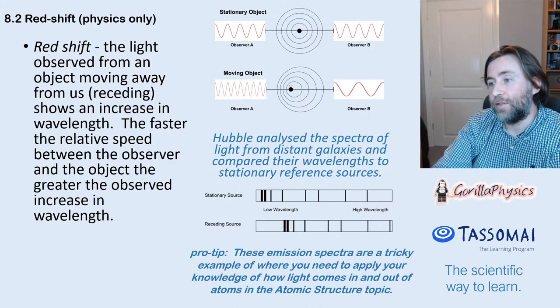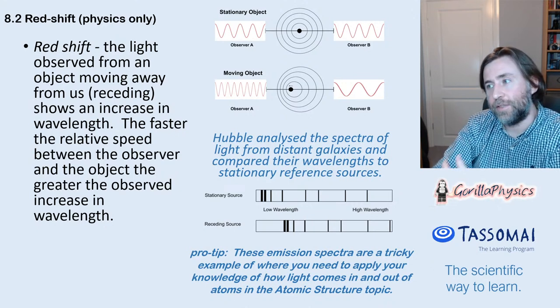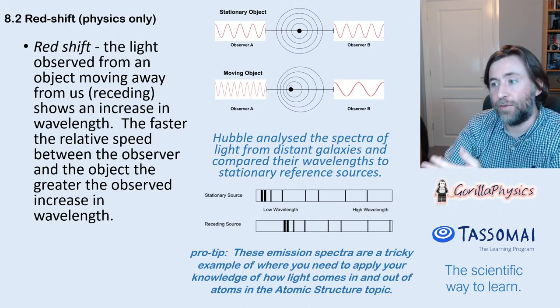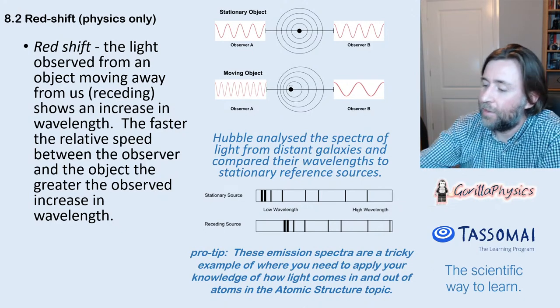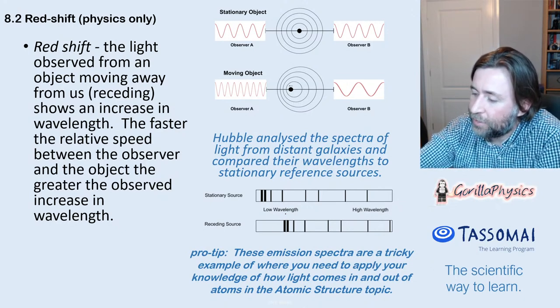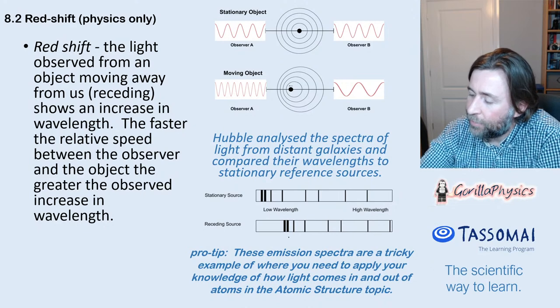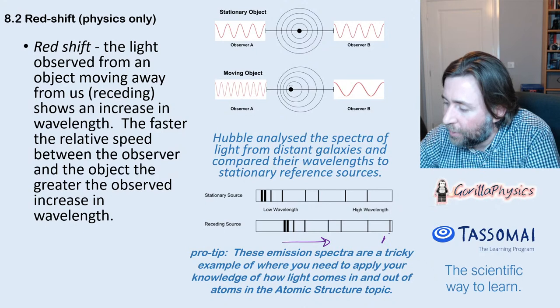And Hubble actually analyzed the spectra of light from distant galaxies and noticed that pretty much they were all redshifted. They were all moving away from us. And it's analyzing these emission spectra and absorption spectra to see the same pattern, but shifted towards the higher wavelength, towards the red end of the spectrum. And we call this redshift.